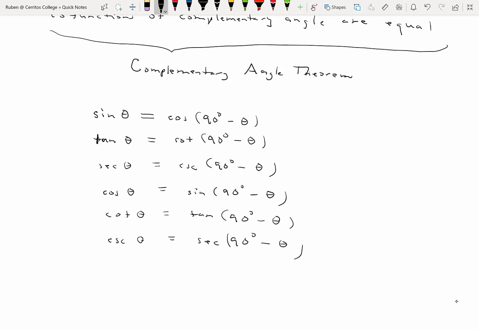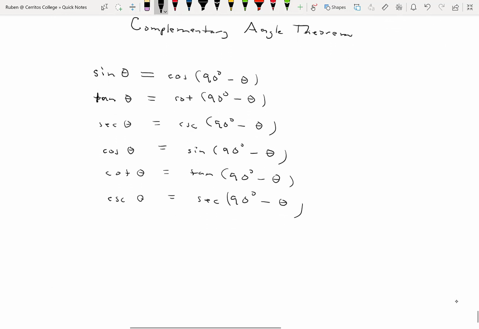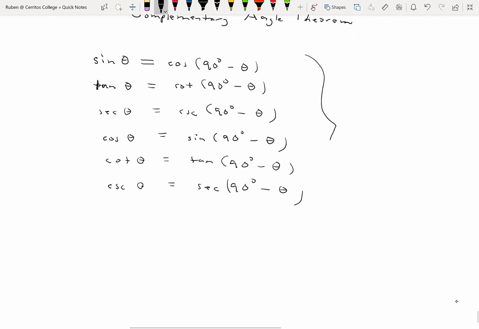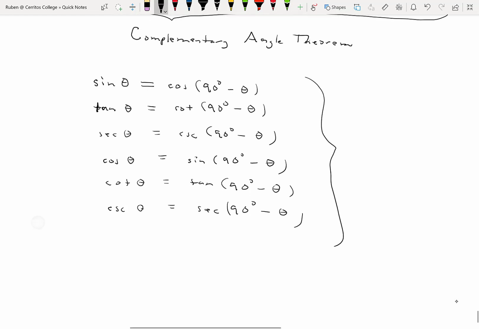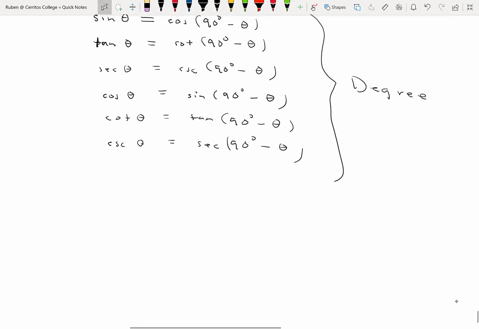How could there possibly be 6 more? We only have 6 trig functions. How could there be 6 more? These are the six identities for the complementary angle theta for degrees. We have another 6 for what? Radians. Name 2 of them.